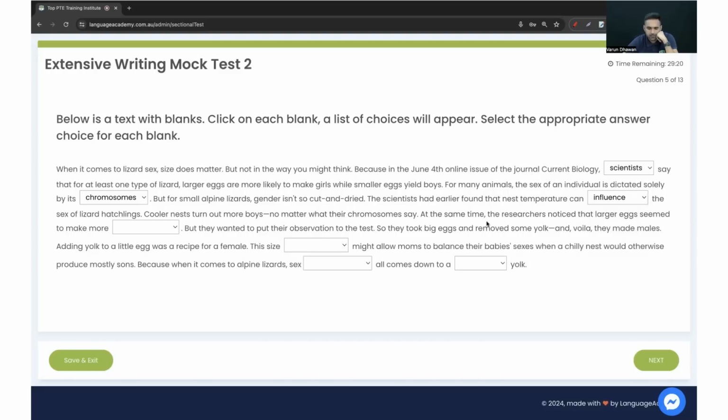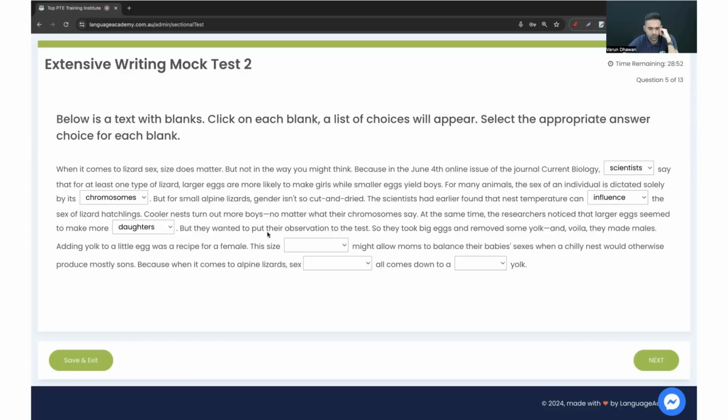Chromosomes. At the same time, researchers noticed that larger eggs seem to make more dash. Okay. Cooler nests turn out to be boys. At the same time, researchers noticed larger eggs make girls, right? Make more daughters, not wine growers. See, over here we've got larger eggs are more likely to be girls. Larger eggs seem to make more daughters.